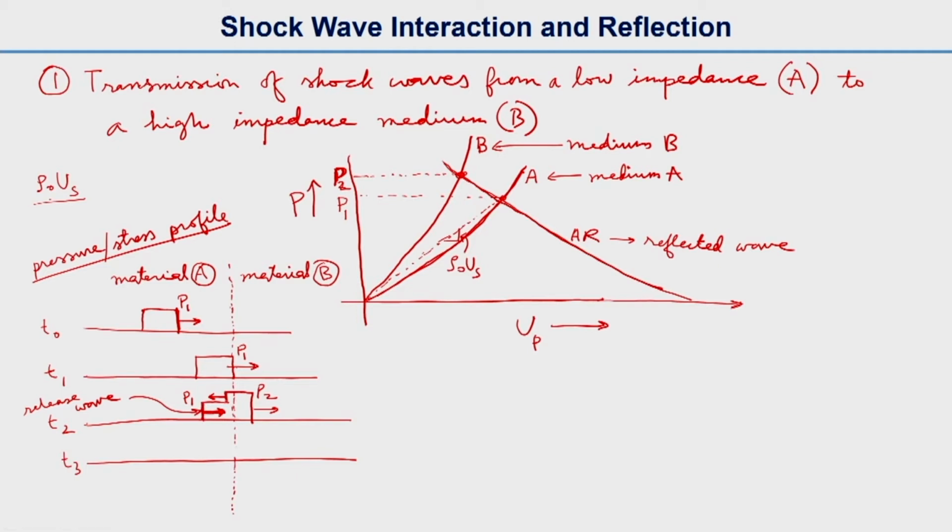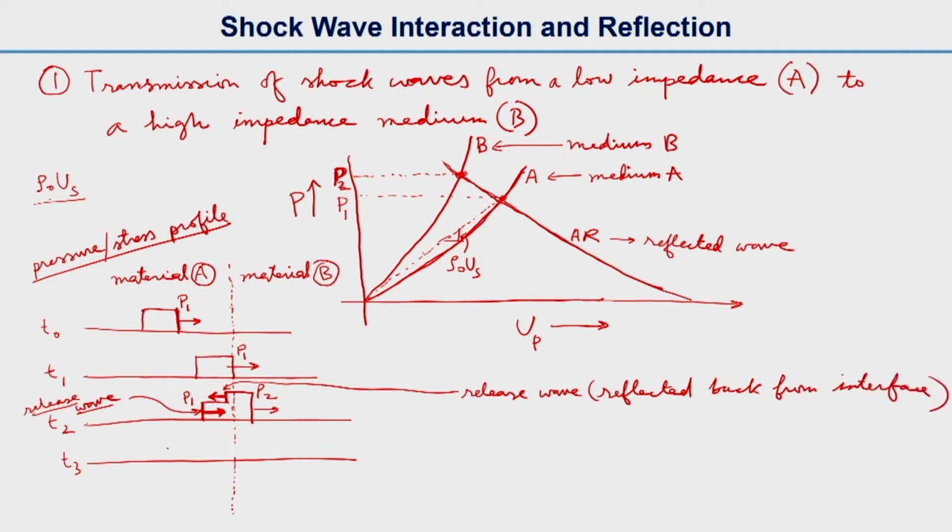So both of them we can call a release wave, but the first one is the release wave of the primary wave, and the second one, which is traveling from right to left, is a release wave. I will just show it with an arrow here. This is the release wave that is reflected back from the interface. Now these two waves will interact, the release wave from the primary wave and the release wave reflected from the back surface, they will interfere, and then this will now look like this with a pressure P2.